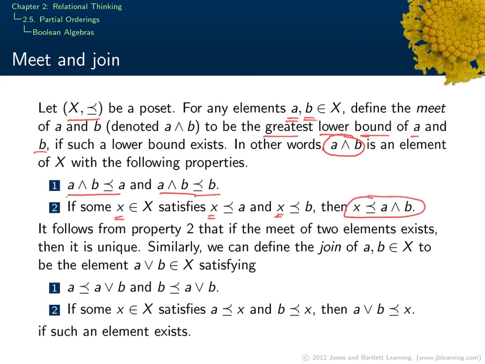There's a similar object called a join of 2 elements of X, and this is essentially a least upper bound. So the join will be an object that's bigger than or equal to A and bigger than or equal to B. And further, if there's some other object X that's also bigger than or equal to A and bigger than or equal to B, then it must also be bigger than or equal to the join.